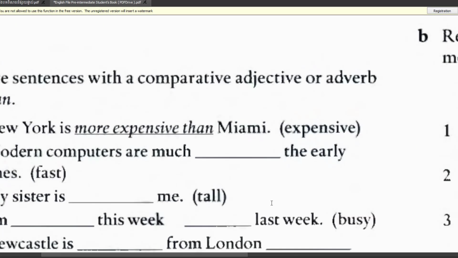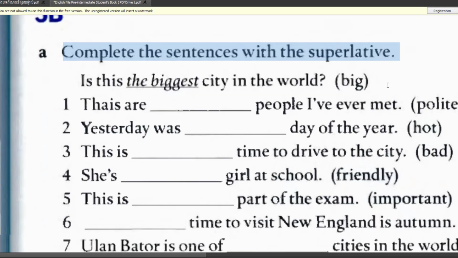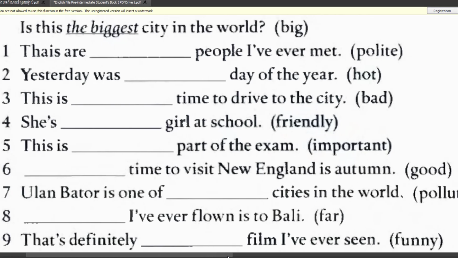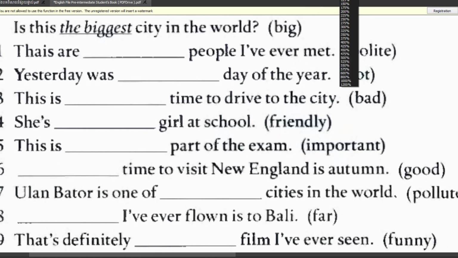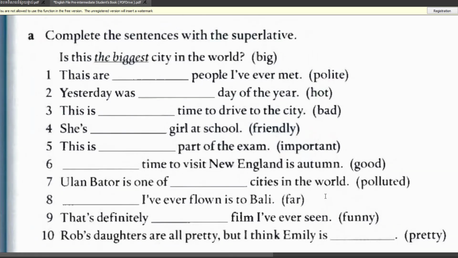Now let's start with the exercise. Complete the sentences with the superlative. Now we got adjectives on the right in the brackets. Make them into superlative form. Do it now. Like, yesterday was the hottest day of the year. Hottest. The hottest day of the year.